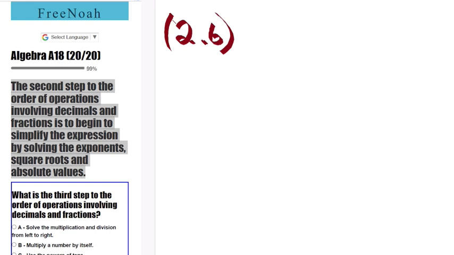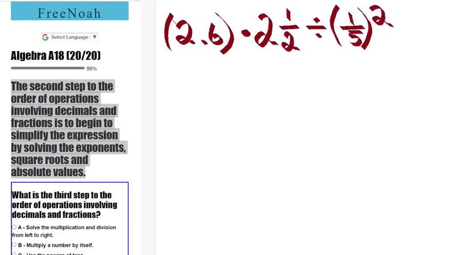So let's start off here. We have 2 6/10 times 2.5 divided by 1/5 to the second power.